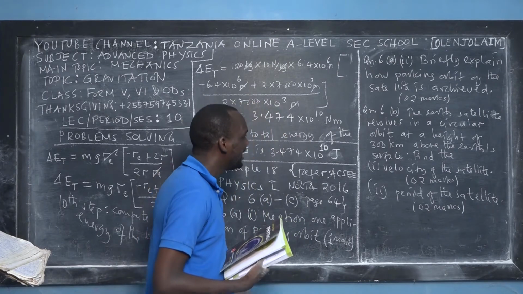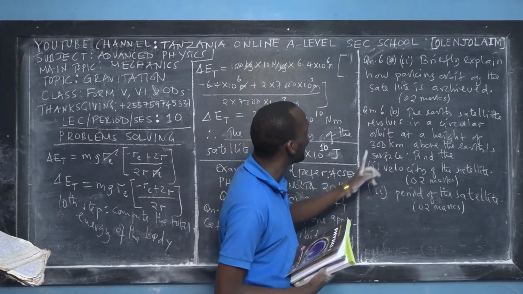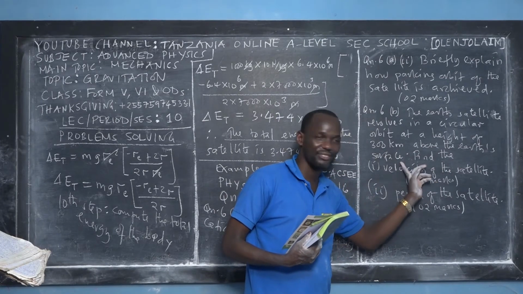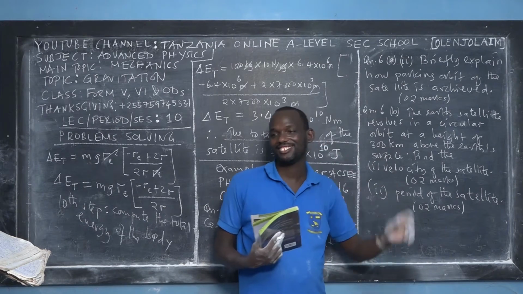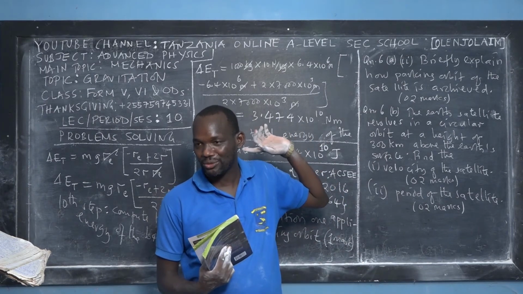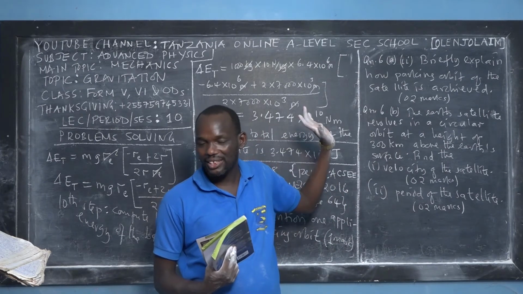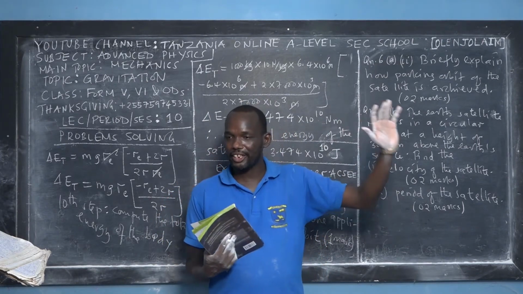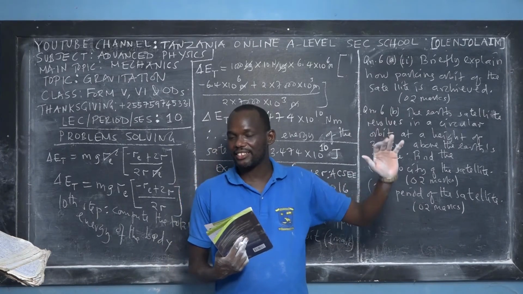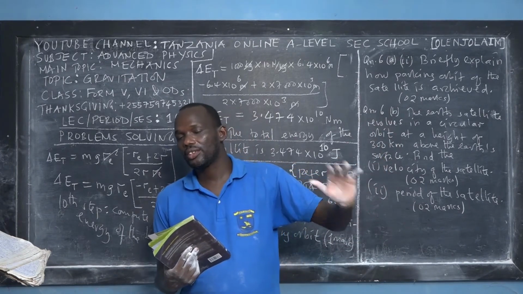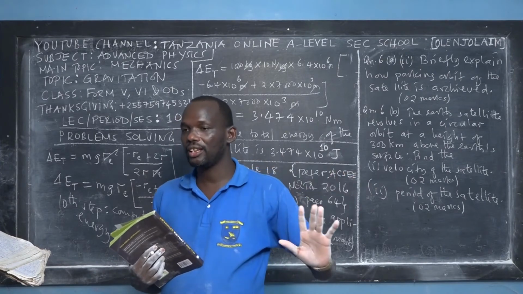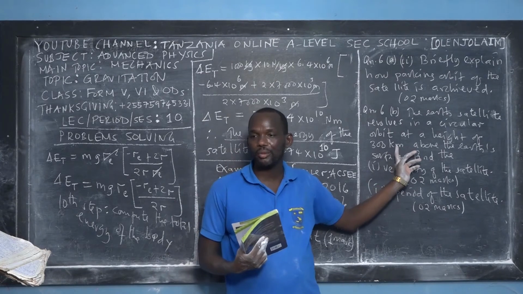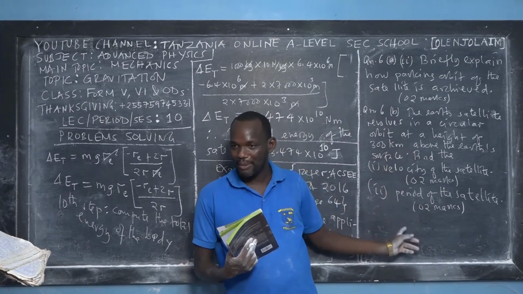Read the question carefully. The satellite revolves in a circular orbit at the height of 300 kilometers above the Earth's surface. This is the height H. It's not R like in the previous question, because that one is from the center, not above the surface. That's why it was 7,000 kilometers. 7,000 kilometers is greater than 6,400 kilometers. So this one is less than 6,400 kilometers, because this is the height above.